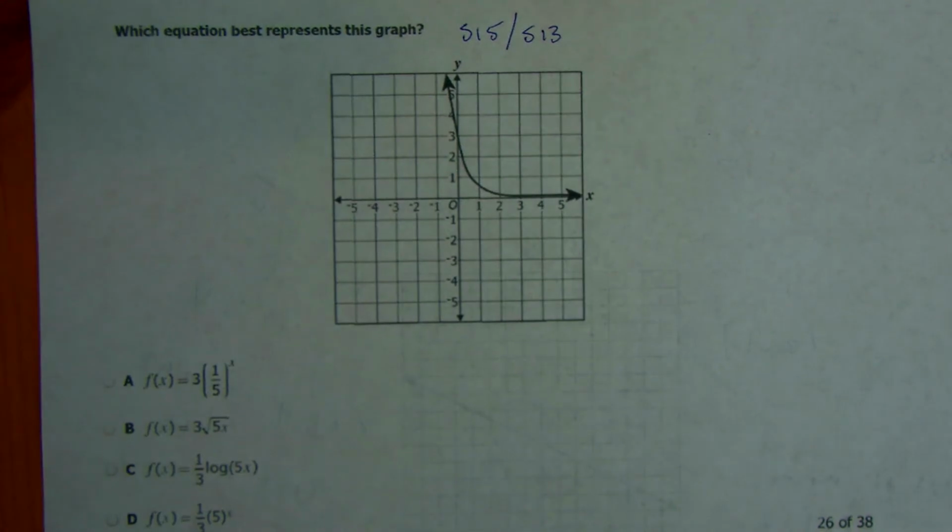All right, a couple of ways to do this problem. The question is, this is number 26, all right? Which equation best represents this graph? All right, so you look at the graph, and then you look at the answer choices.